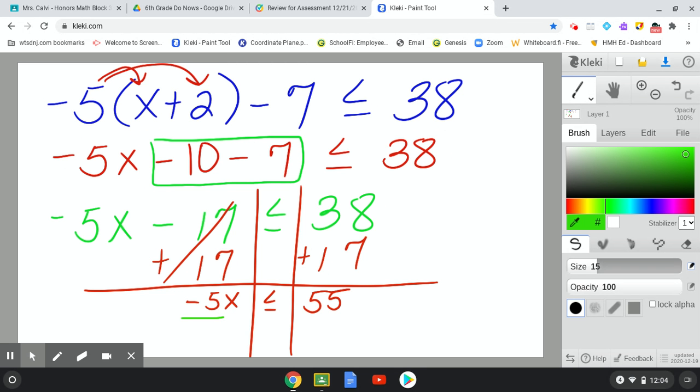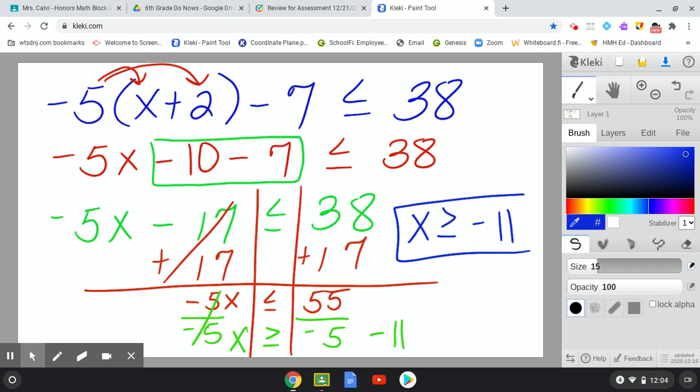a negative number. I'm dividing both sides by negative 5. The minute I move a negative number with multiplication and division, I have to remember I'm going to flip my inequality symbol. So these on the left cancel. X is going to now be greater than or equal to 55 divided by negative 5. A positive divided by a negative is a negative. And 55 divided by 5 is 11. So my final answer here was x is greater than or equal to negative 11.